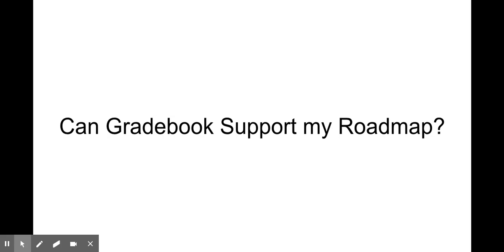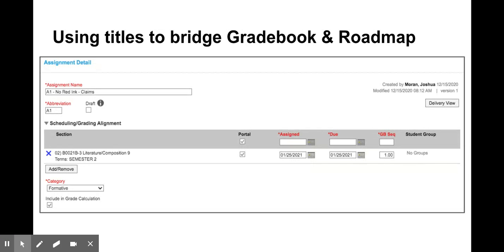So, can gradebook support my roadmap? Absolutely. In gradebook, when I am putting in a new assignment, I'm going to label it A1 NoRedInk Claims. My abbreviation is also A1. Therefore, I am reflecting back to my roadmap and bridging my roadmap and my gradebook.